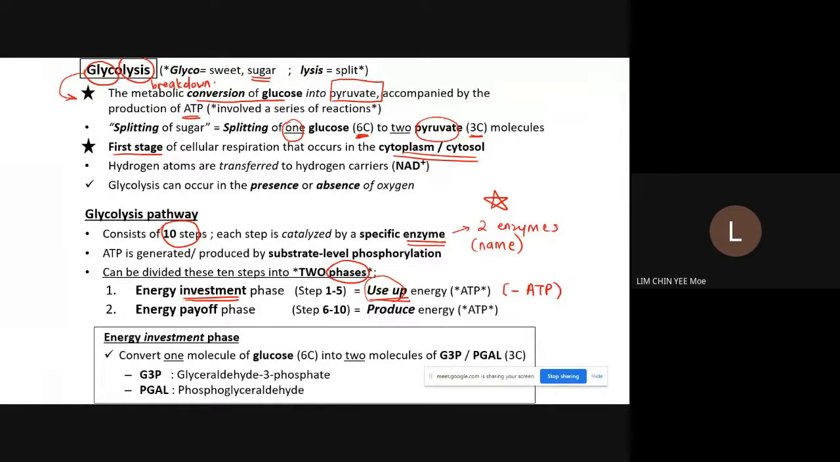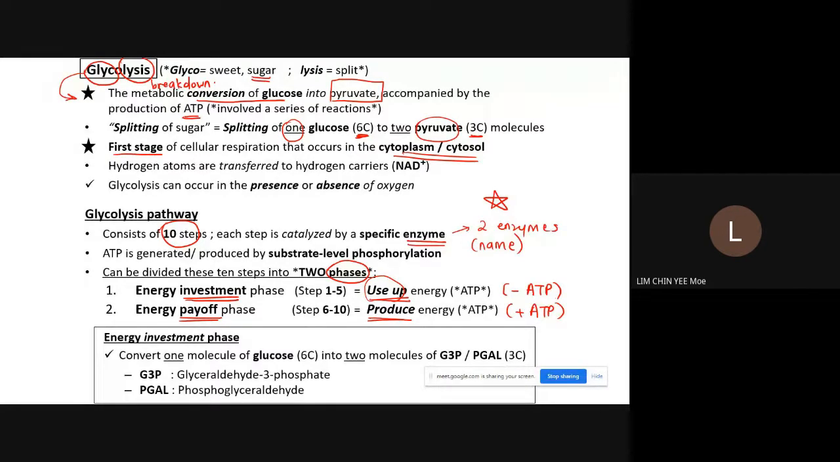Sebab when you invest something, you dah bayar. Bayar tu you dah guna energy. But then energy pay off, dia give you back. Okay. So when the energy pays you back, so pay off, that will produce the ATP, plus ATP.